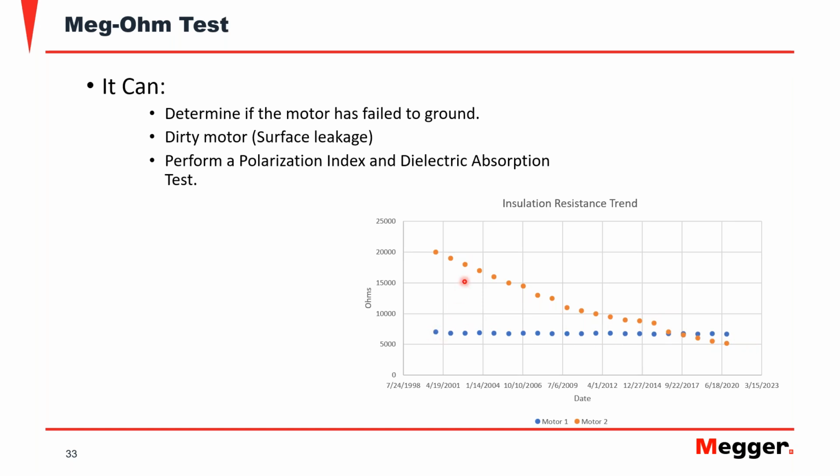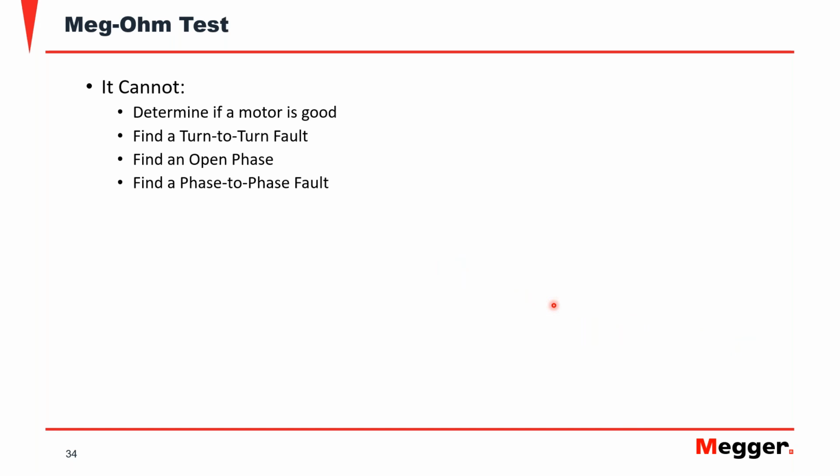At some point in motor number 2, after 3 or 4 periods of measurement, someone should have stopped and said, okay, let's not measure this motor anymore. Let's do something to figure out why the insulation is dropping so fast. But I guess that since the insulation was actually still above nominal, no one was worried about this. Now, again, the megohm test cannot determine if a motor is good. It cannot find turn-to-turn faults. It cannot find an open phase, and it cannot find phase-to-phase faults.